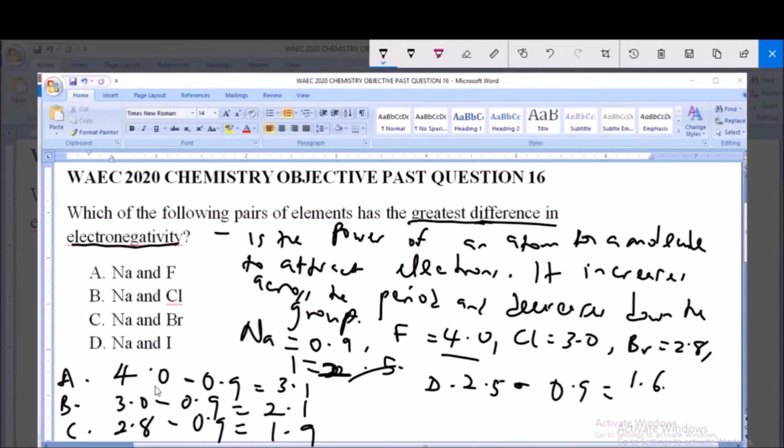So from this you can see that option A, sodium and fluorine, gave us the greatest difference, which is 3.1. The greatest difference in electronegativity is between sodium and fluorine. So option A, sodium and fluorine, is the correct answer to this question.